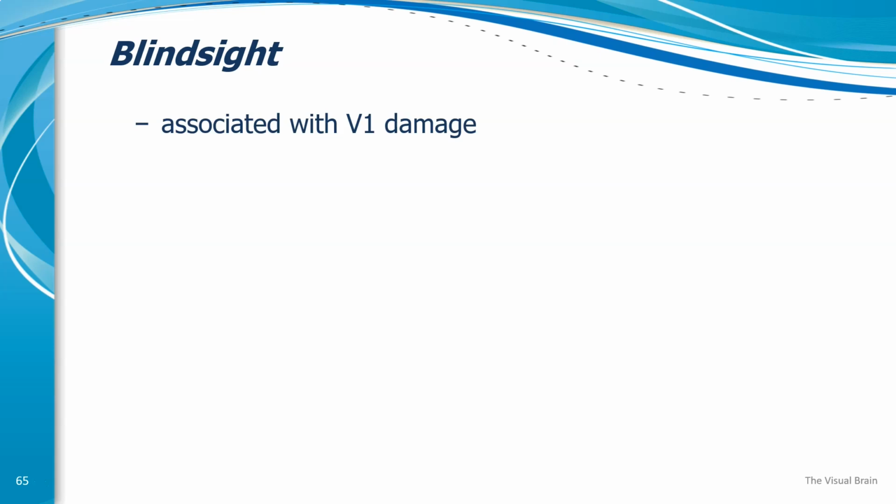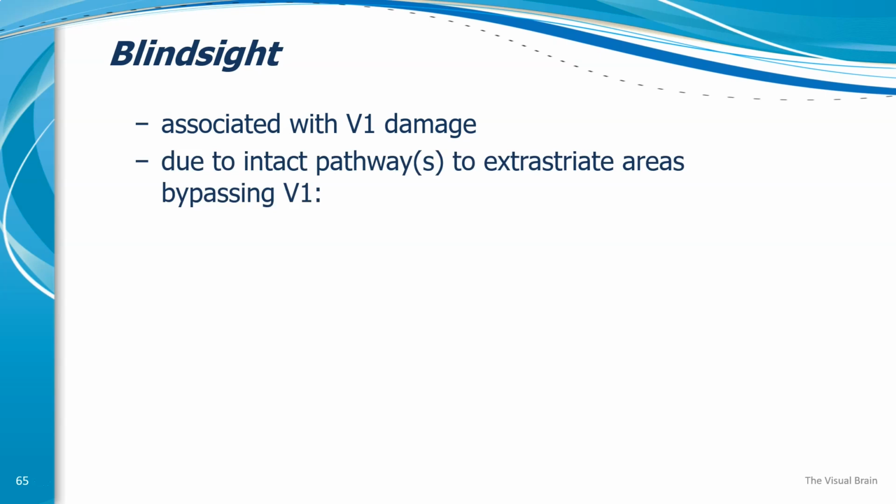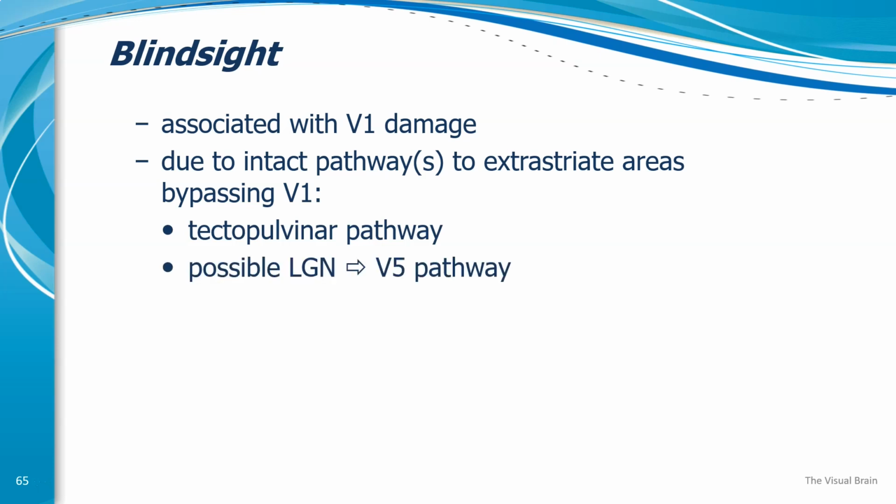Blindsight is associated with damage to area V1. This is what we know about it. What this tells us is that there must be some pathway that goes from the eyes to extrastriate areas, but it must bypass area V1. So there's a couple of possibilities that haven't been identified. It might be the tectopulvinar pathway, or maybe some pathway that goes from the LGN to area V5. Yeah, it's possible that there is a pathway that hasn't been identified yet, which is, I know, kind of bananas.